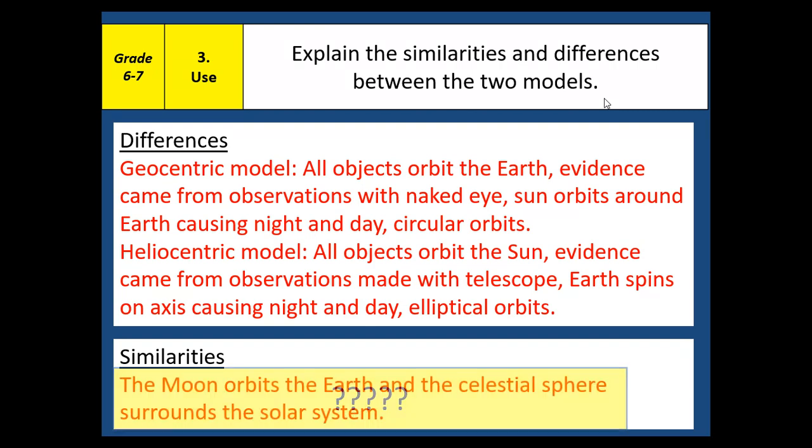Well, what's the same about them? Well, the moon orbits the Earth for both of them. And also, in both models, they used a celestial sphere. Of course, we've got a much better understanding of what stars are doing nowadays. But at the time, they kept the celestial sphere for the heliocentric model as well.